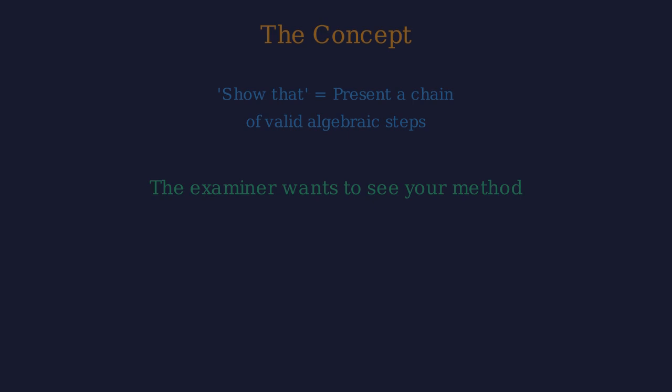What do "show that" and "exact" mean? They're asking you to present a precise algebraic chain. Start from one side, apply valid algebraic steps, and reach the expression. The examiner doesn't want mystery. They want to see your reasoning.